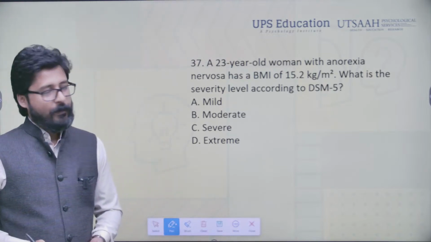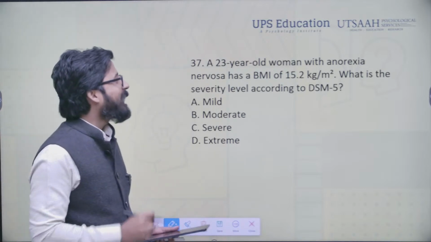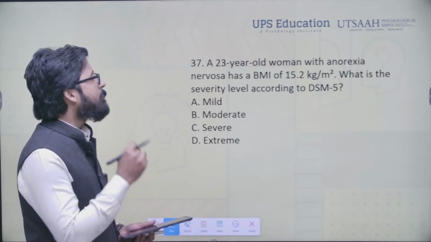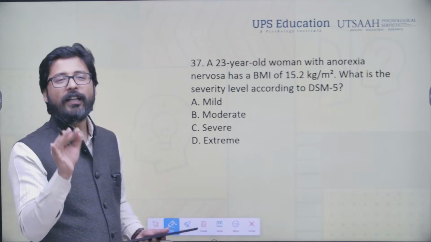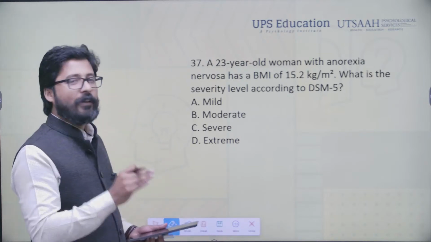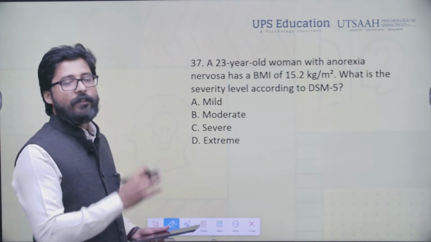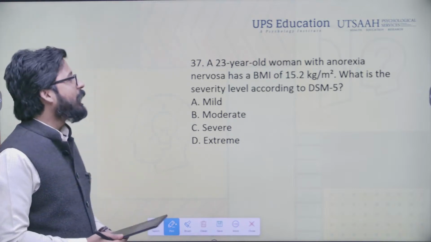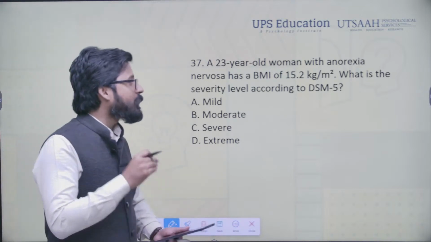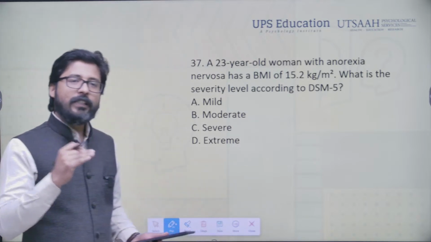Question number 37. A 23-year-old woman with anorexia nervosa has a BMI, body mass index, of 15.2 kg per meter square. What is the severity level according to DSM-5? So if an individual has a BMI of 15.2 kg per meter square, what will be the severity level?